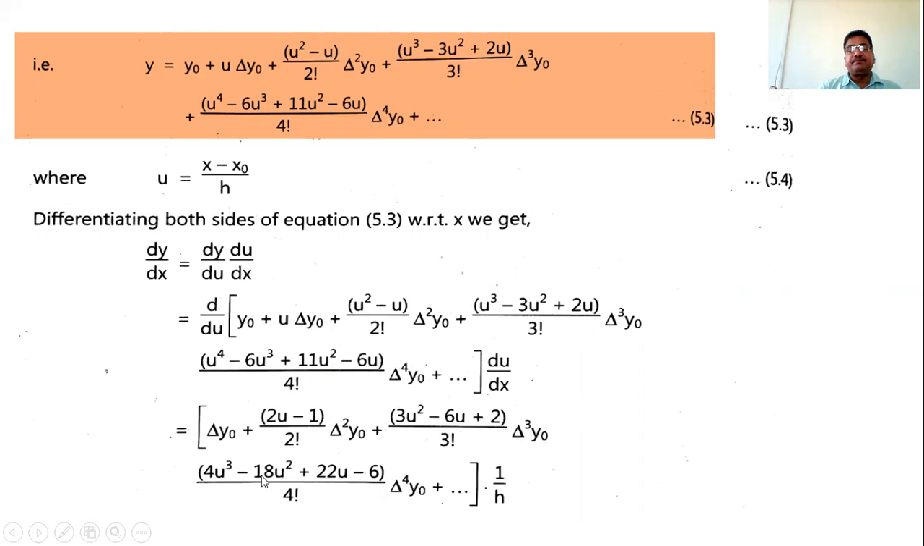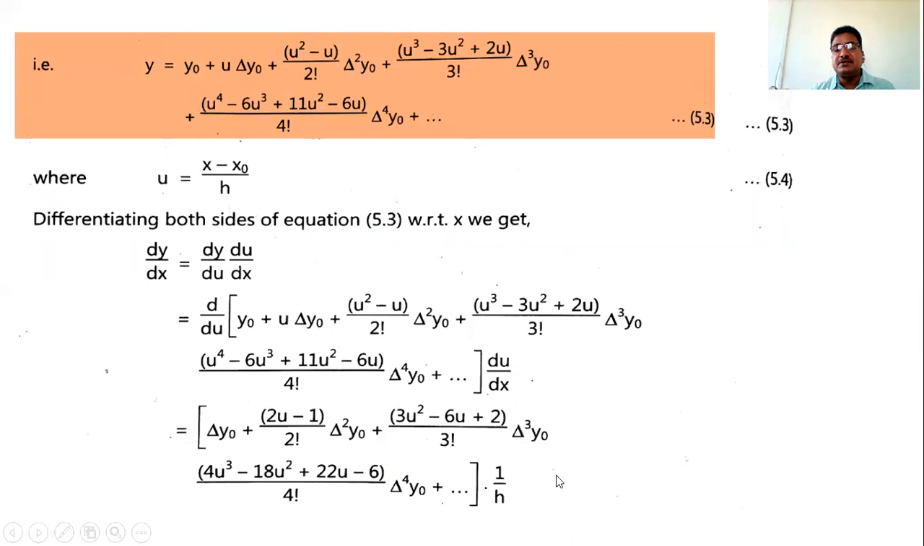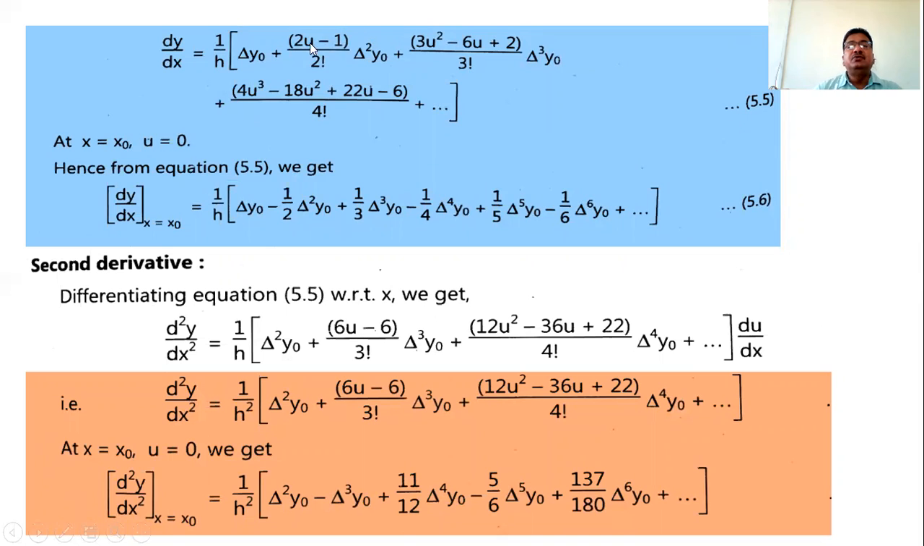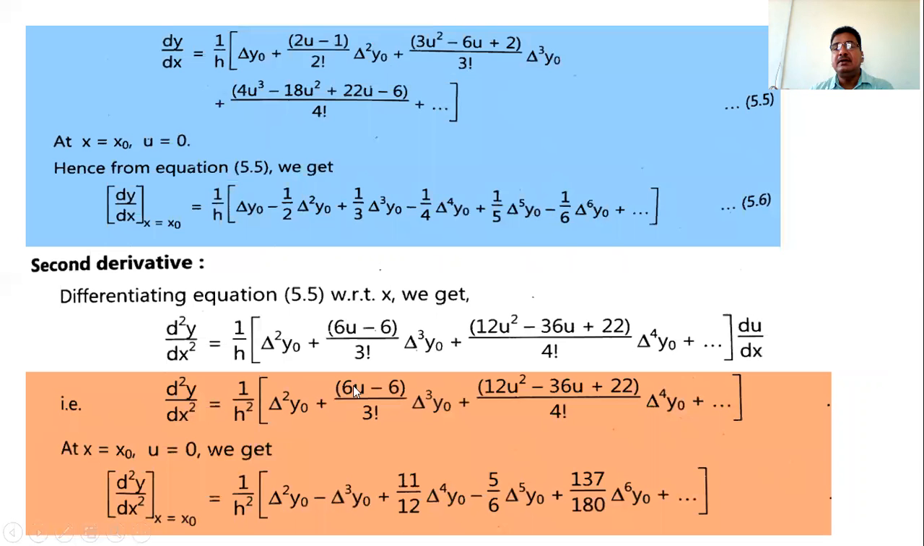So we have this step, the derivative of y with respect to x, and so we can write this in this form. That is, take this 1 by h as the first quantity, 1 by h in bracket delta y naught, then 2u minus 1 by 2 factorial delta square y naught, and the remaining factors.